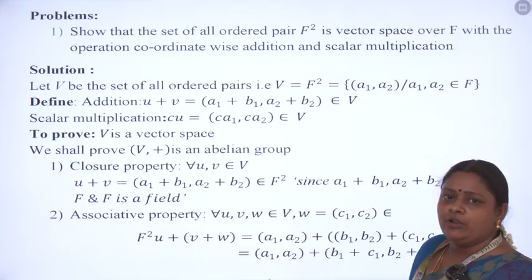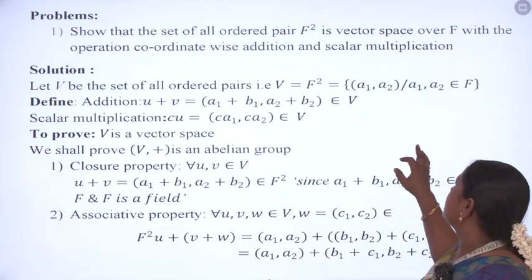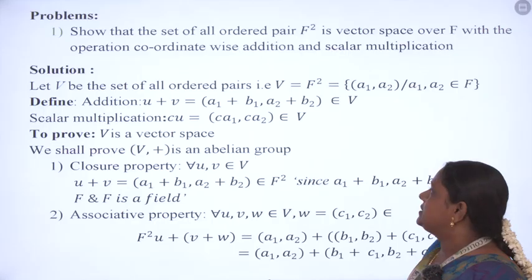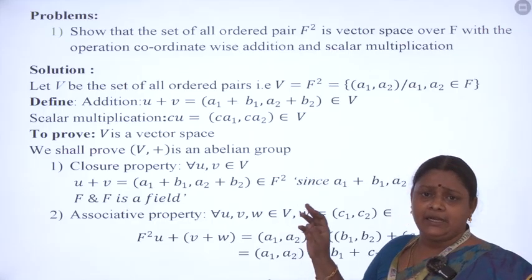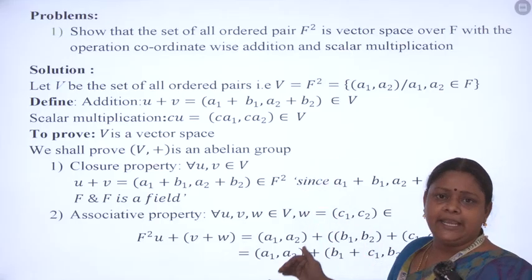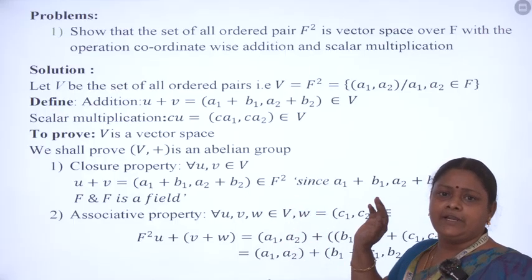Then we will discuss the problem. First problem: the set of all ordered pairs F2 is a vector space over F with the operations coordinate wise addition and scalar multiplication. In this problem we are going to check whether the set of all ordered pairs in F2 satisfies the vector space or not. First we have to check whether all the 8 conditions are satisfied. If they are satisfied we can say that the set of ordered pairs F2 is a vector space.